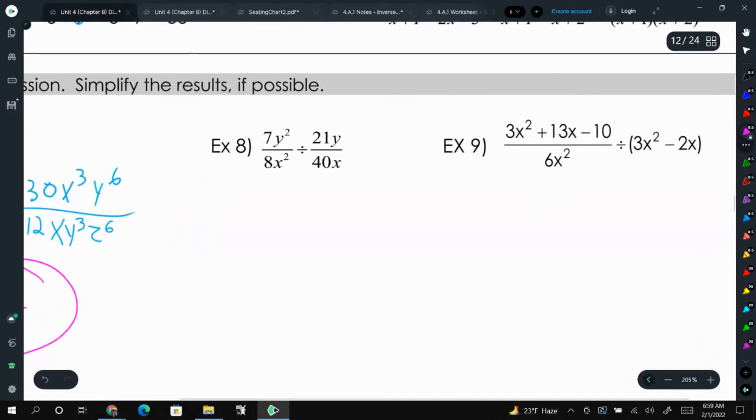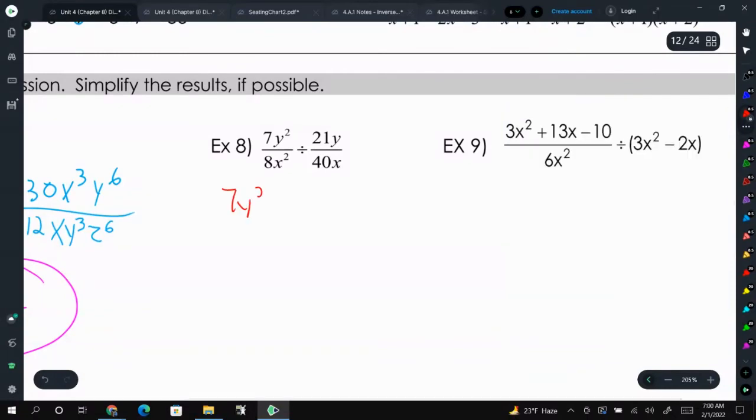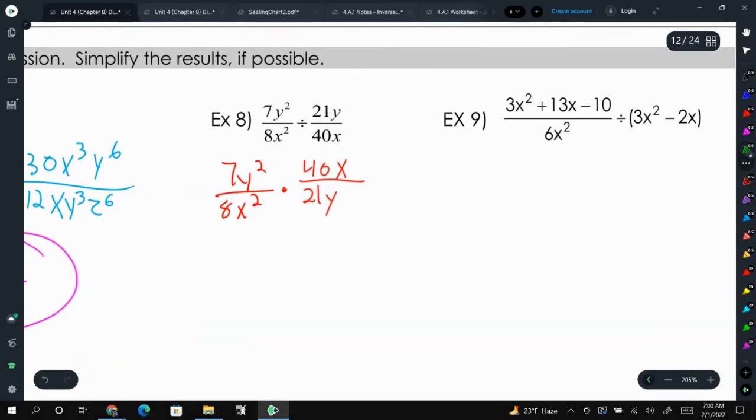And then this example, multiply by the reciprocal. So let's do, I'm going to split these up, and do what we talked about earlier.